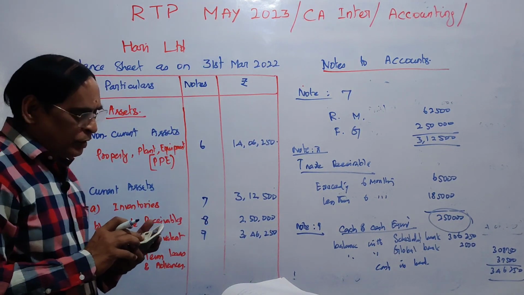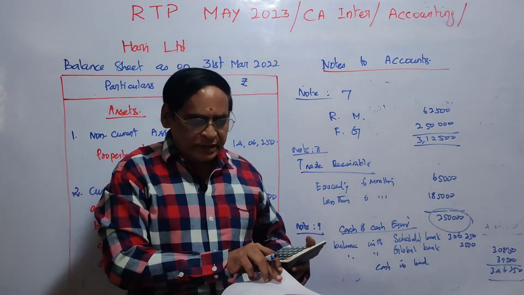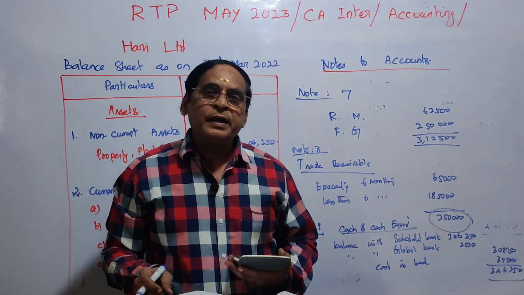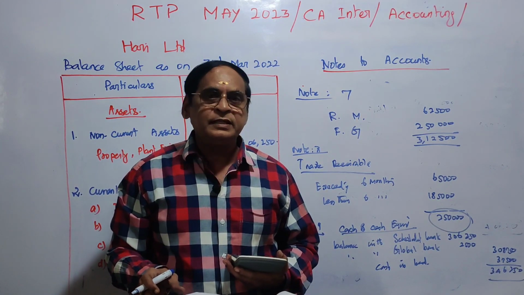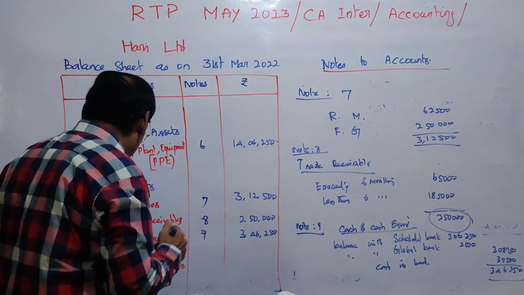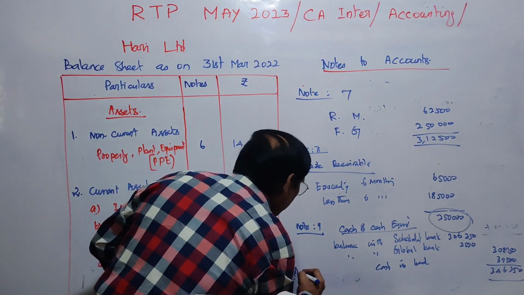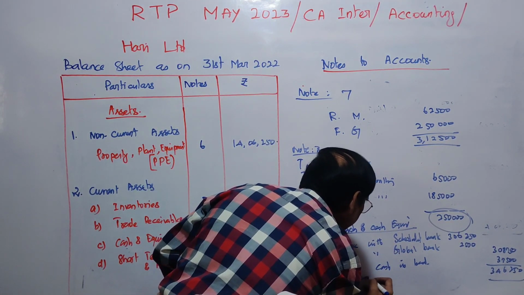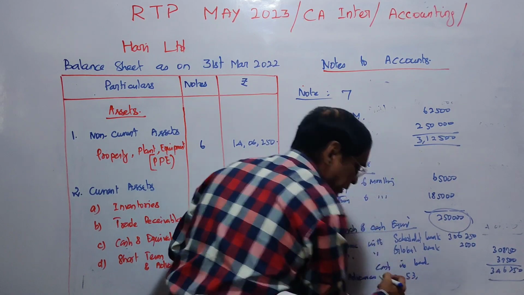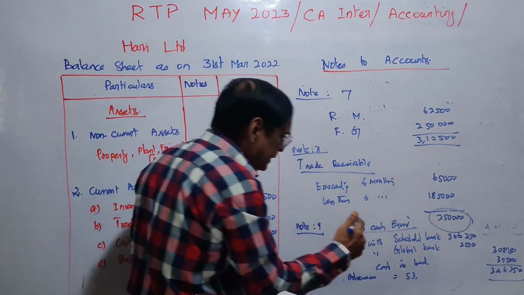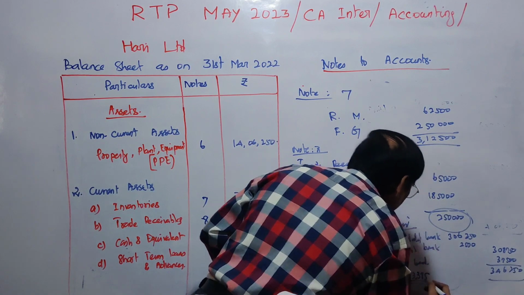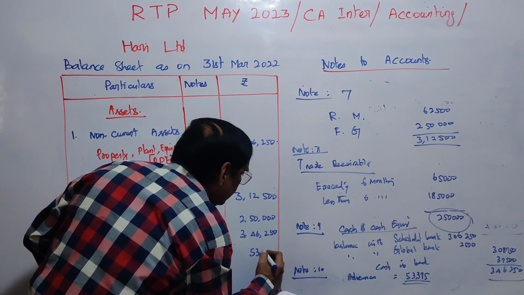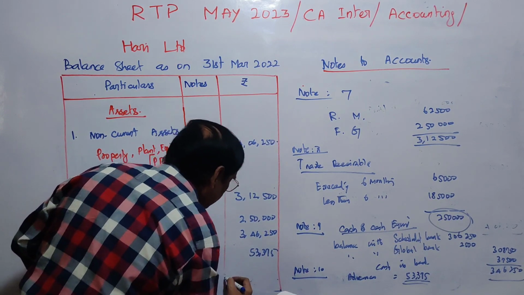And then short term loans and advances. There is an advance given. How much advance is given? It is separately given, 53,375, that is advance. So short term loans and advances, note number 10. There is no need of a separate note because there is only one item. So 53,375, note number 10. That's all.